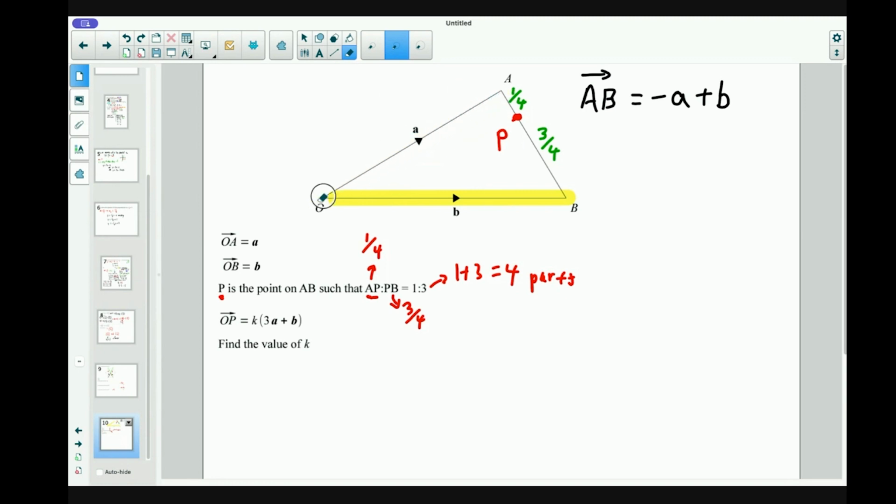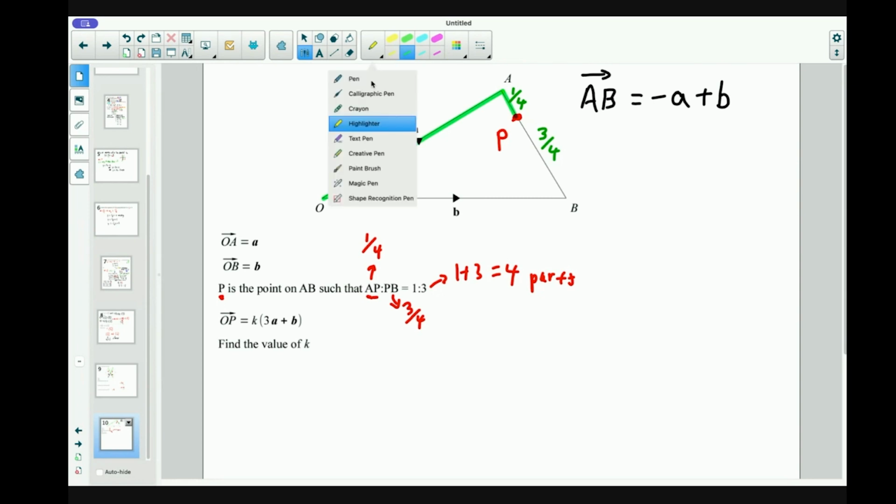So let's look at what vector OP is going to look like. So O to P, there's a couple different ways we can do this, but I'm going to go with the shortest route. So O to P is going to look something like this. I'm going to go up across this way. So O to A first, and then A to P.